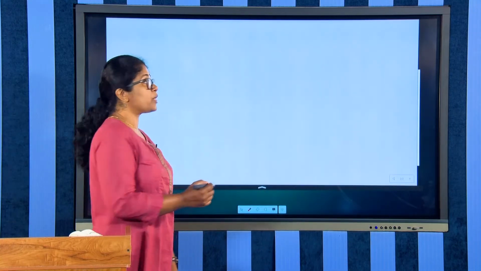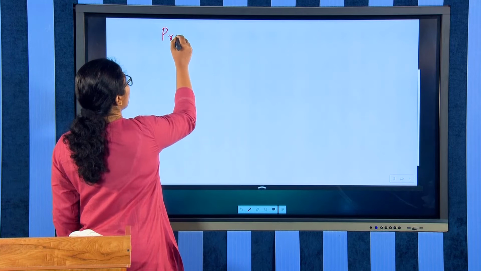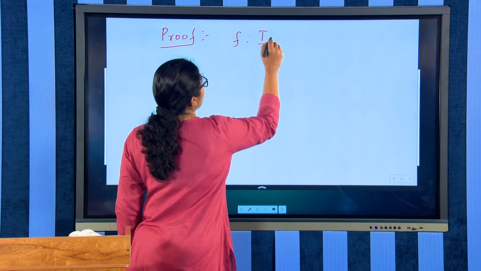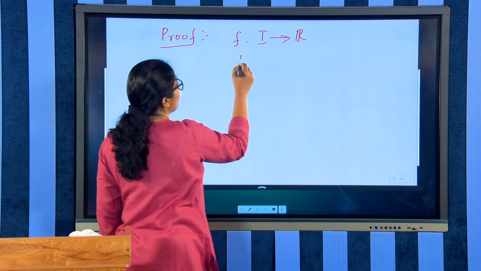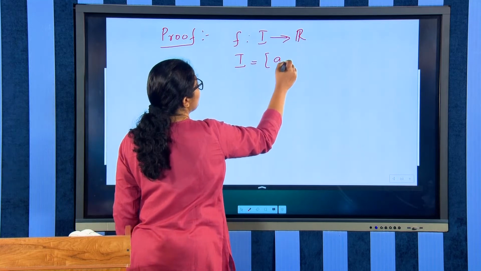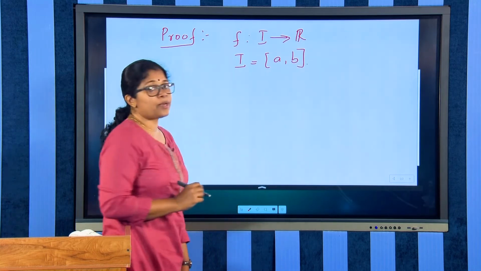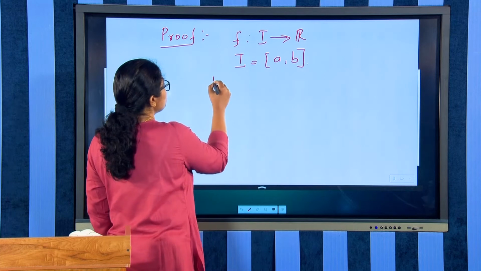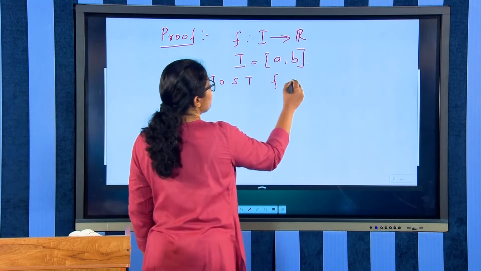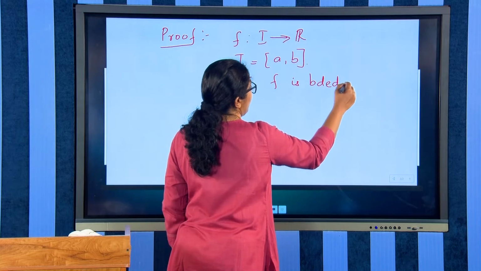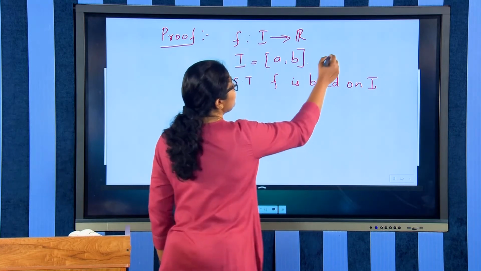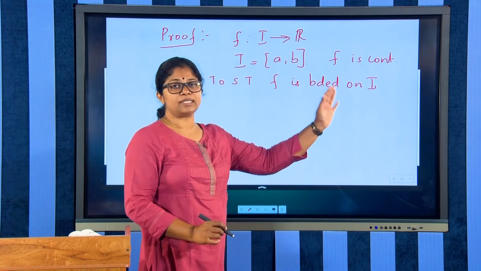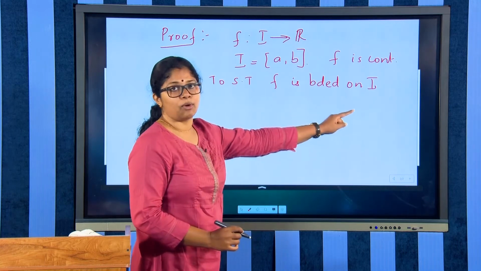We are given that the function f is defined on a closed and bounded interval. So, we can write this I as some closed bounded interval, say [a, b]. So, f is defined from the closed interval [a, b] to R. To show that f is bounded on I, given additionally that f is continuous throughout the interval I, we have to show that f is bounded on I.